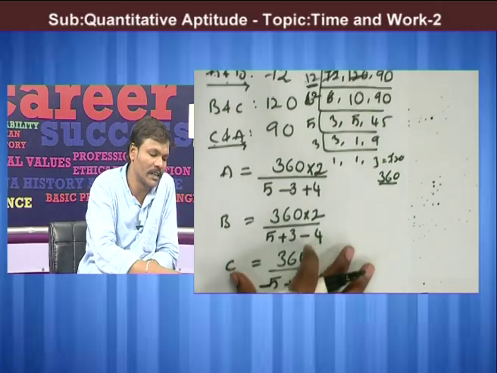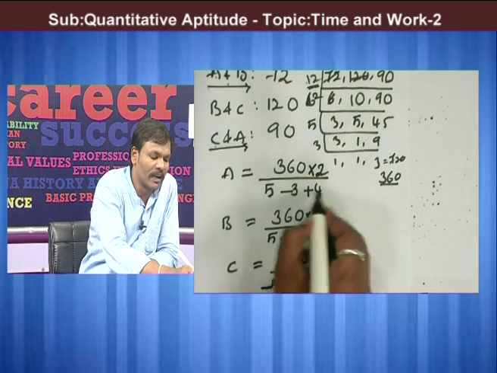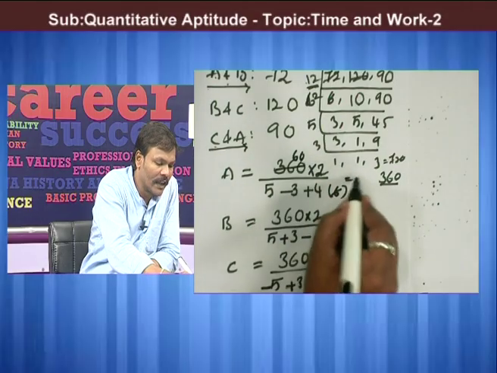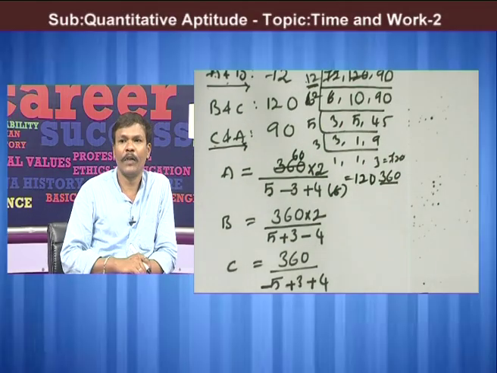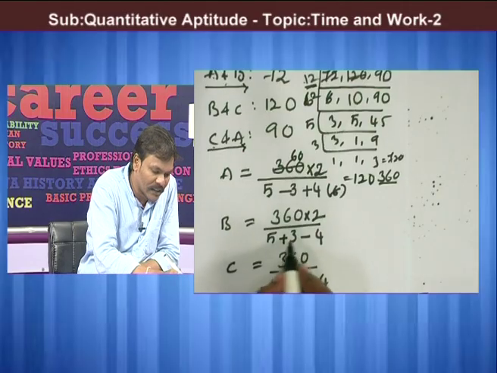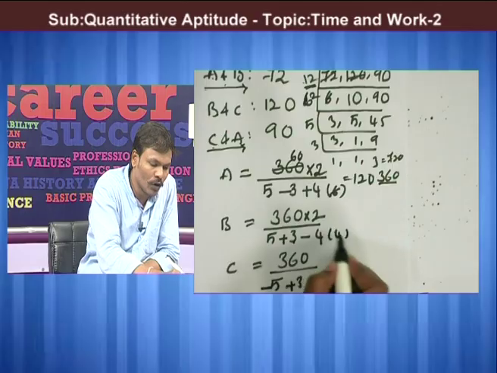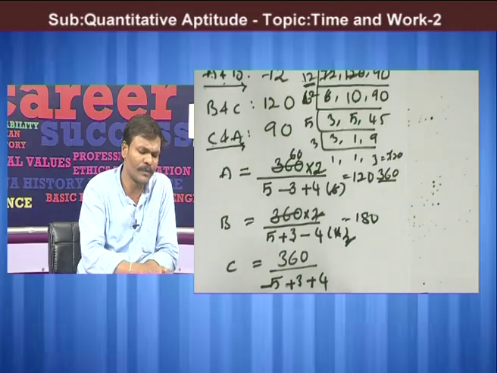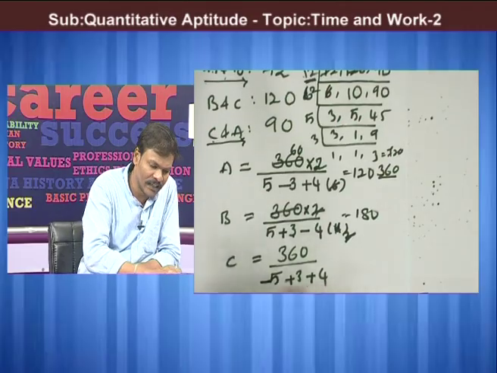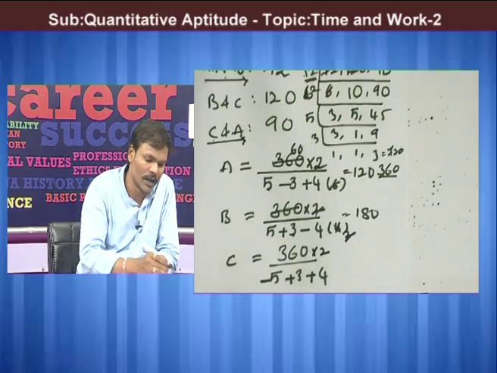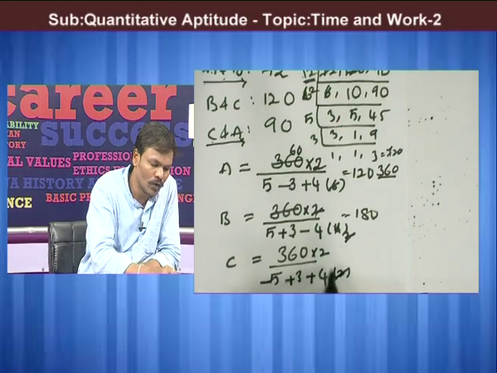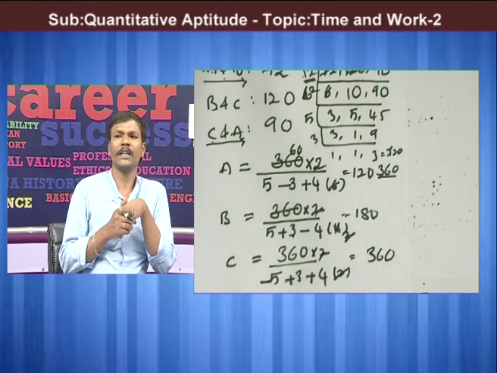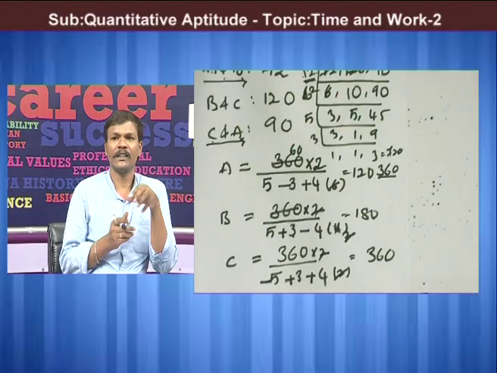Now we calculate. 5 plus 4 is 9, 9 minus 3 is 6, 6 60s, it is 360 by 6 gives 120, so the A value is 120, simple. Next, 5 plus 3 is 8, 8 minus 4 is 4, 2 times 4, it is 180. The calculation part is very easy. 4 plus 3 is 7, 7 minus 5 is 2, 2 and 2 cancel, the value is 360. So the A value is 120, the B value is 180, the C value is 360.